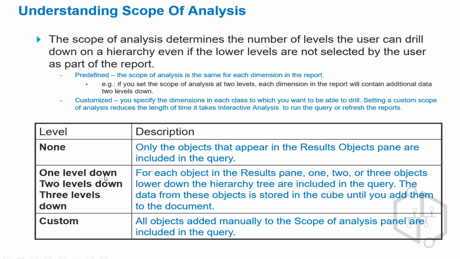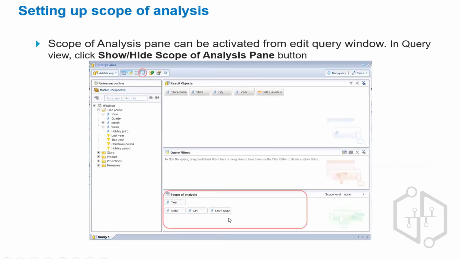If we put 1 level down for each object in the results pane, it will give us 1 object level down; 2 levels down and 3 levels down work the same way. So the hierarchy trees are included in the query. The data from these objects is stored in the cube until you add them to the document. Custom: all objects added manually to the scope of analysis panel are included in the query.